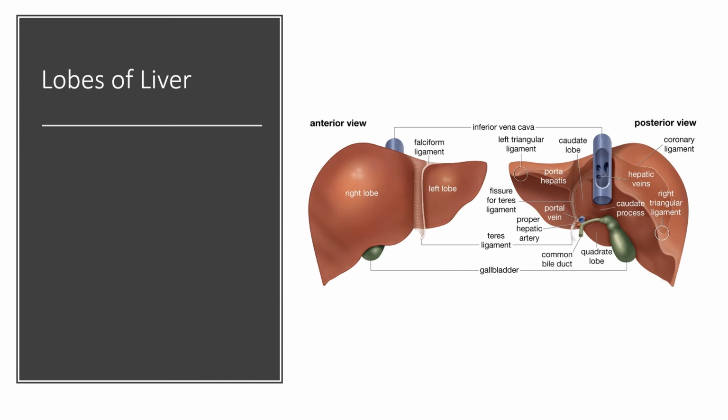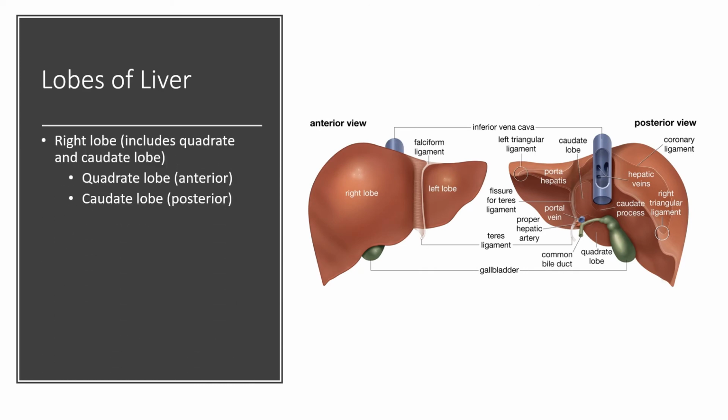Let's talk a little bit more about the lobes of the liver. As I mentioned already, there's a right lobe, and the right lobe includes a quadrate lobe and a caudate lobe. The quadrate lobe is anterior. We're looking at the liver from the back. The caudate lobe is posterior, hence the name caudate, caudal. We have the left lobe, which is smaller, and again, note how the falciform ligament is separating these two. And speak of the devil, the falciform ligament separates the right and left lobes.